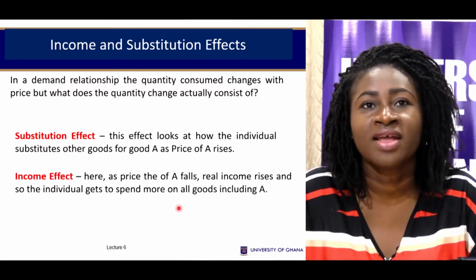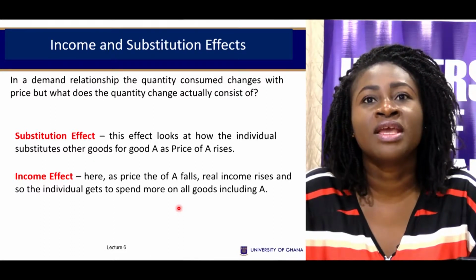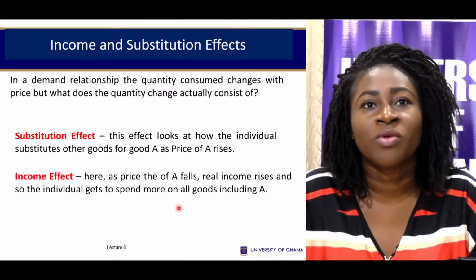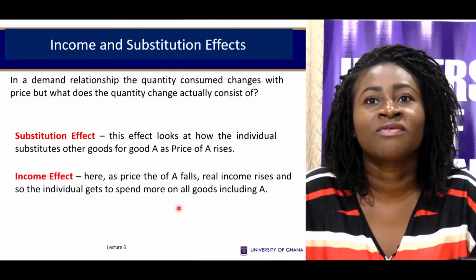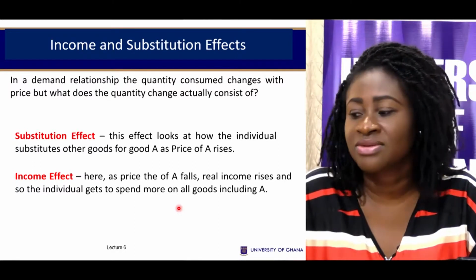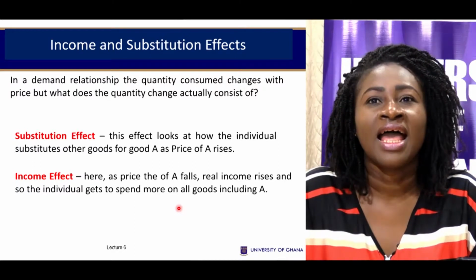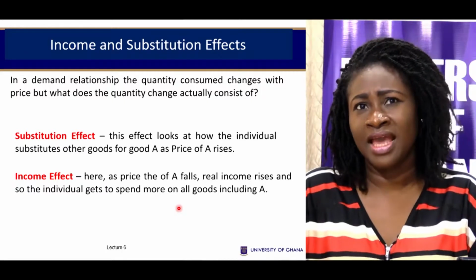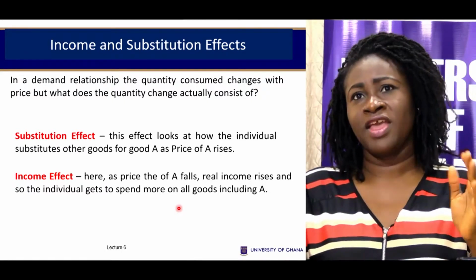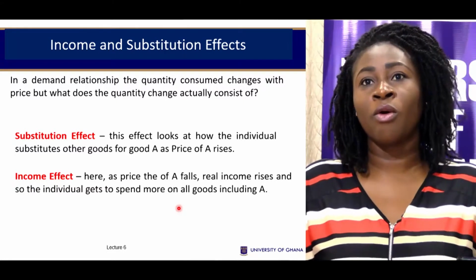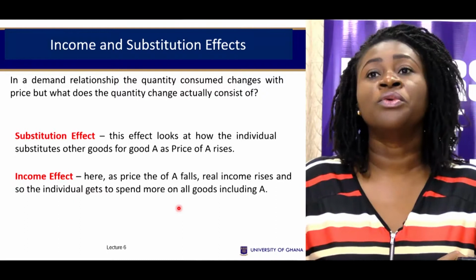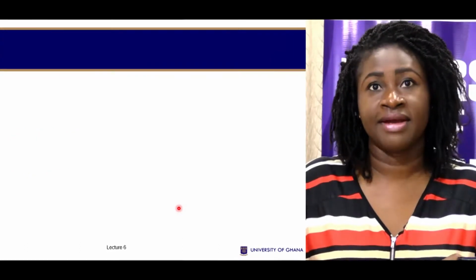With the income effect, when the price of a good increases, your real income falls. So what happens? You buy less of that good and less of all other commodities. So that is basically a decline. Here, as the price of A falls, real income rises, so the consumer will get to spend more on all other goods, including good A.